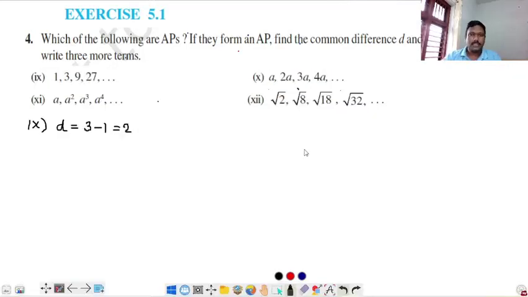Now let us discuss question number 9. We can find the common difference D. D is equal to the second term minus the first term, that is 3 minus 1, which is equal to 2. Now again find D. D is equal to the third term, that is 9, minus the second term, that is 3. 9 minus 3 is 6. So we are getting different common differences. So we can say this 1, 3, 9, 27 does not form an AP.